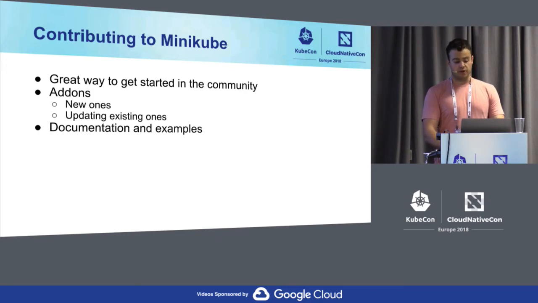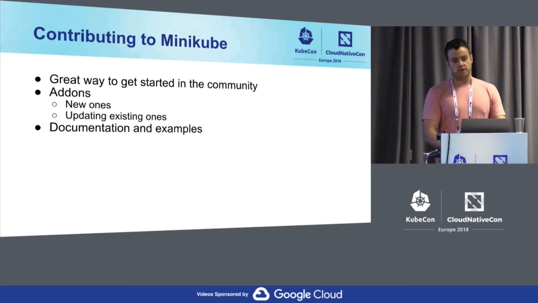I want to talk a little bit about contributing to Minikube. It's a great way to get started in the community. Like I mentioned before, we have something like 300 different contributors that have used this as a way to jump into larger Kubernetes projects. A common first PR that people send us is around the add-ons that we support. They're constantly getting updated, and people like to add new ones and update the existing ones. There's some great documentation on the Kubernetes webpage about how to do that if you haven't sent a PR to a Kubernetes project before.